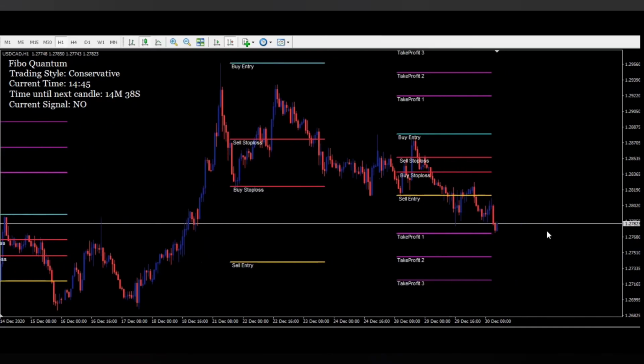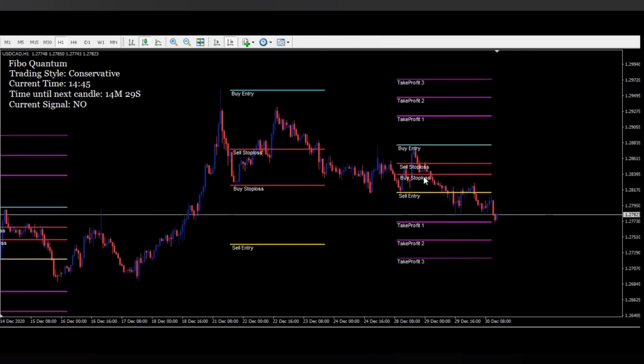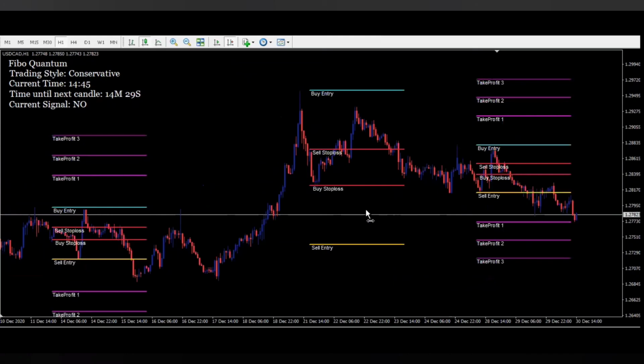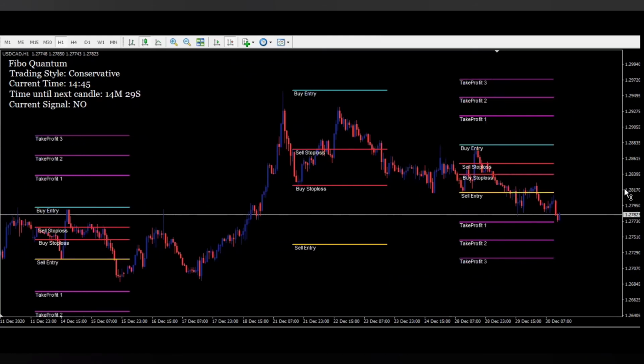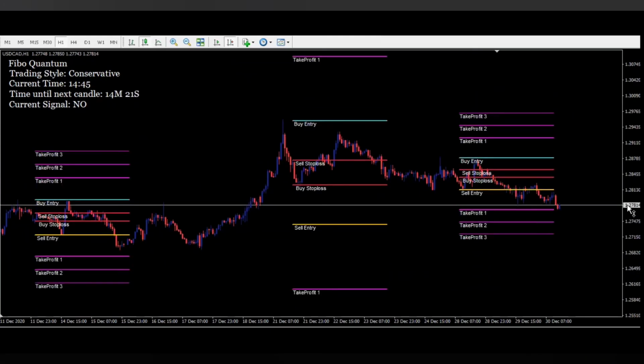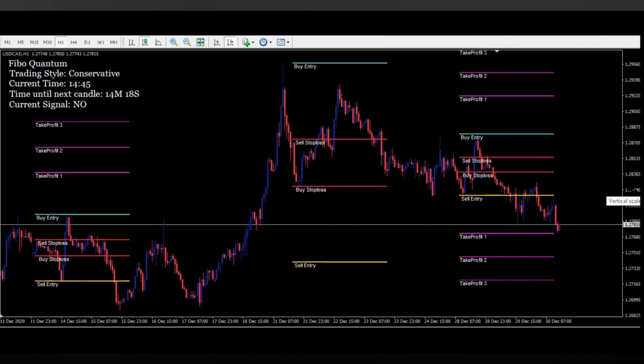The advantages of this system, as you can see, it shows you graphically where to buy and where to sell, so it's very easy to interpret. Another advantage is it is used on MetaTrader 4, and it's just very simple to understand.